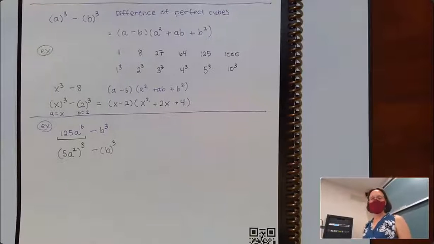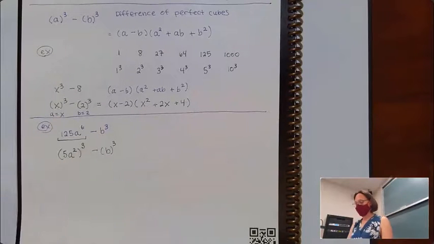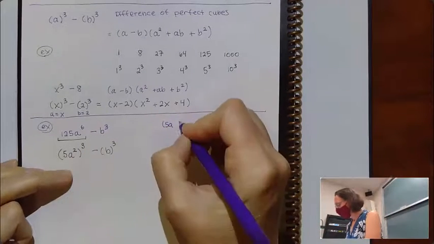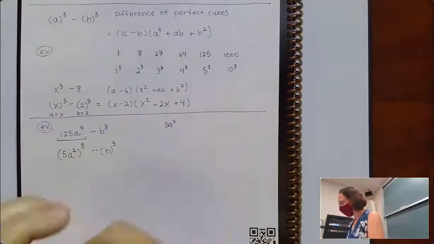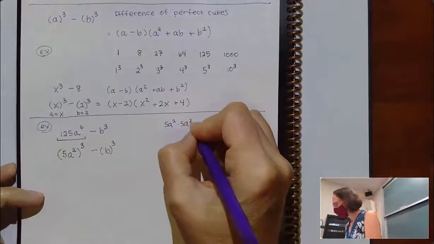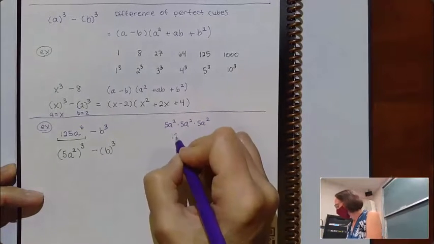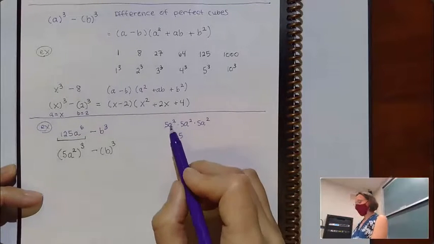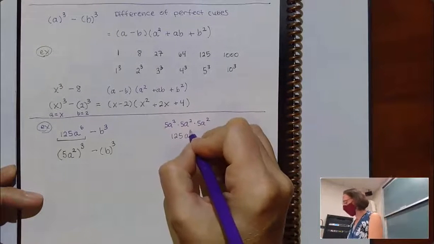And just as a reminder about those lovely exponent rules, 5a squared to the 3rd power, that's because I can write that as 5a squared times 5a squared times 5a squared. 5 times 5 times 5 gives me that 125. a squared, that means each of these is an a times another a. So in total, that's 6 of those a's multiplied together, and I've got a to the 6th.